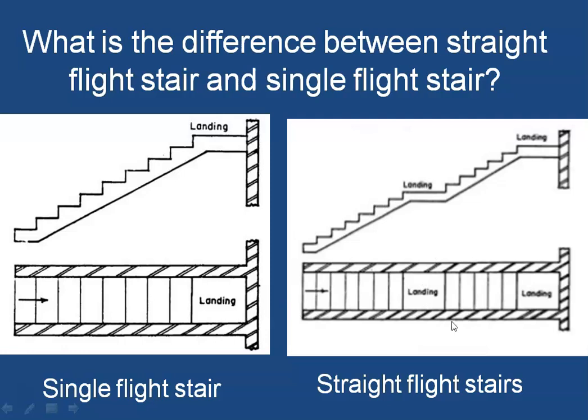Now in this case what you are seeing is a straight flight stair. Here you see there is one flight, then there is a landing, and then there is another flight, and a landing. Therefore this is a straight flight, meaning that we are moving in the straight direction. There is no turning at 90 degrees or 180 degrees as in the earlier case. So that's why this is called a straight flight stair, and this is called a single flight stair. So a single flight stair is also a straight flight stair, but there is a specific difference in the definition of single flight and straight flight, which you should have understood with this sketch.